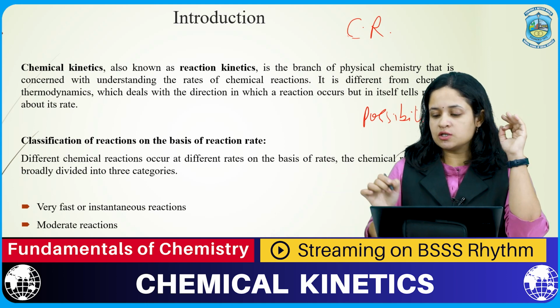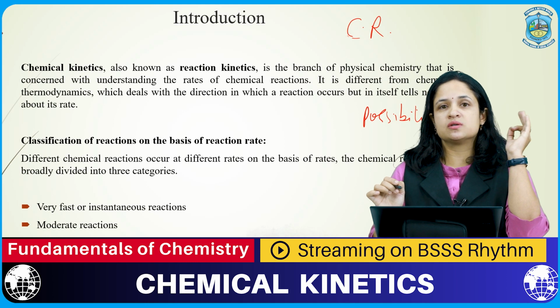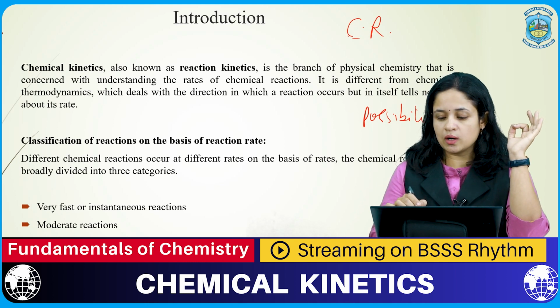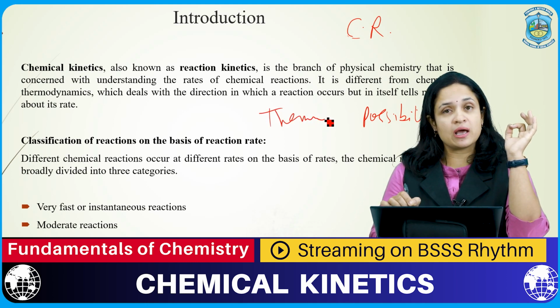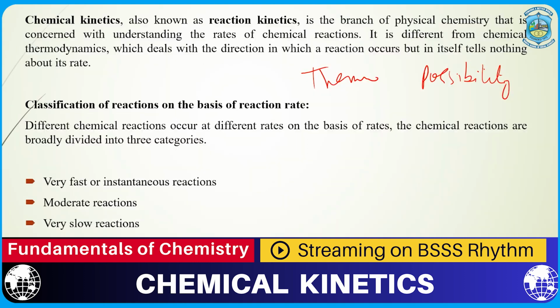The branch of science which deals with the possibility or feasibility of this reaction to occur is studied by thermodynamics, chemical thermodynamics. Secondly, if I have to study the extent of this particular reaction, this extent can be studied with the branch of science which is known as chemical equilibrium. And thirdly, the unit which we are going to discuss today is chemical kinetics. Chemical kinetics determines the rate or speed by which the reaction proceeds.